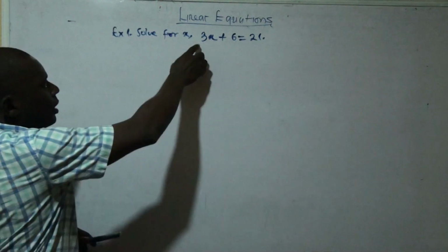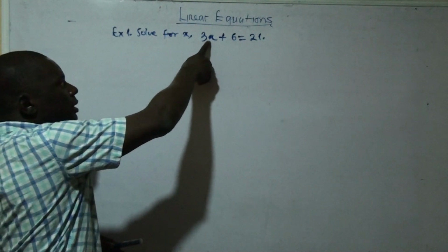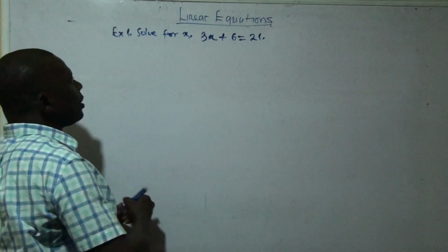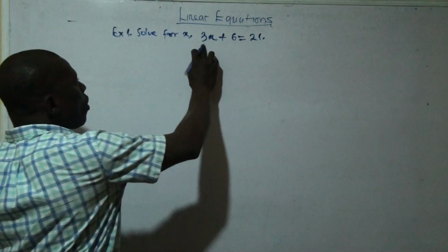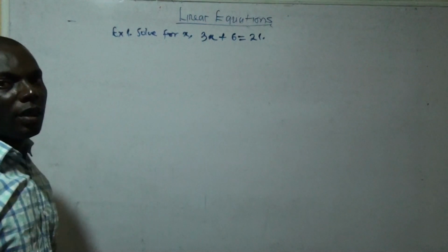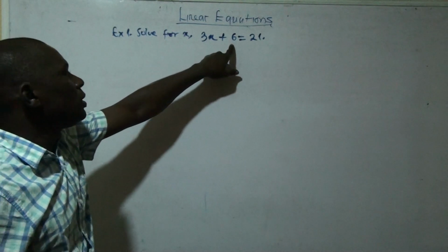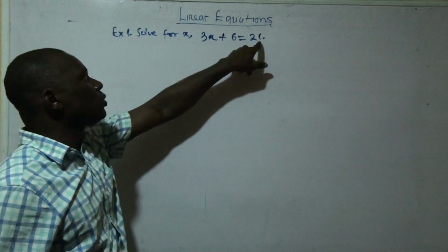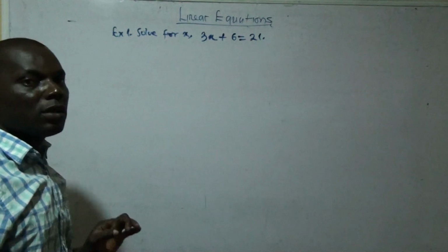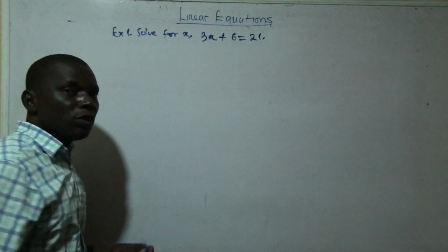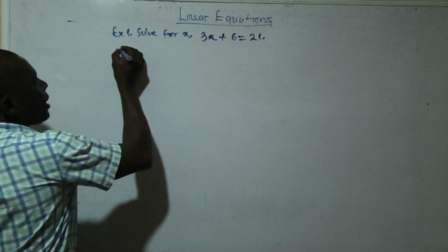Here we are seeing 3x plus 6 is equal to 21. Here, the 3 is called the coefficient of x. It's very important. While the x here is the unknown, we see that plus 6 and 21 are constants. They are what? Constants. So what do we need to do here? With this, what we just explained.